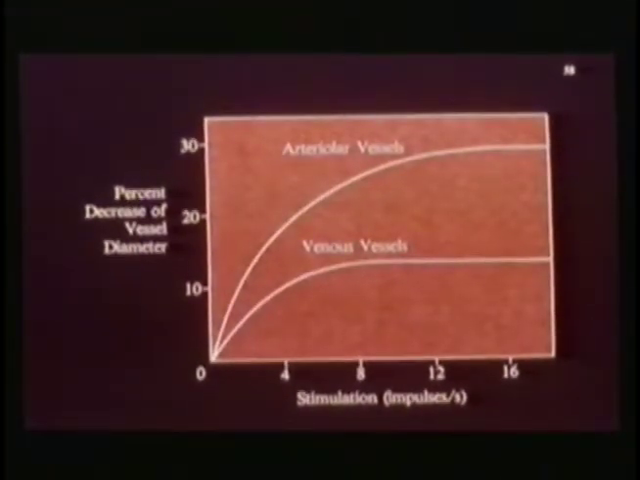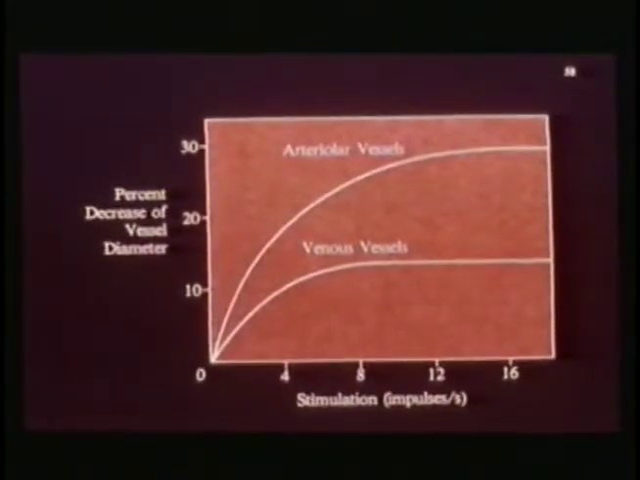58. Here we plot percent decrease of vessel diameter against the stimulus frequency. It is estimated that arteriolar vessels can constrict to a much greater degree than venous vessels. With maximal stimulation of 12 to 16 impulses per second, arterioles constrict by about 30%, while venous vessels constrict by about 15%.